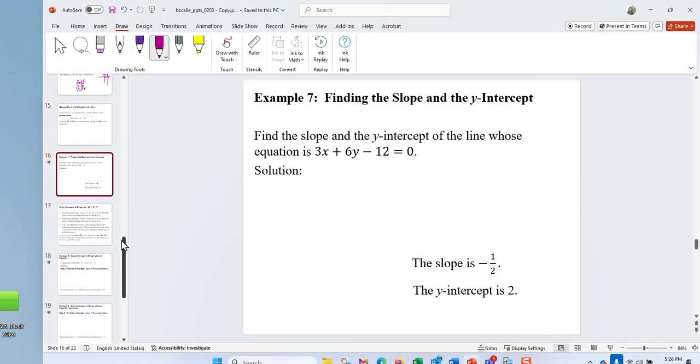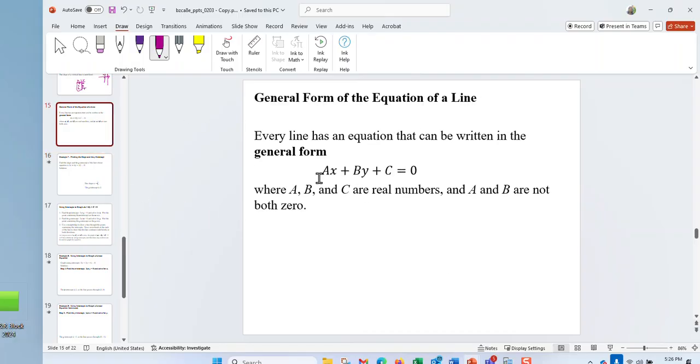Okay, so how do I find a slope? This is called a general form. So what is a general form? We have a slope intercept form, right? If you write down y equal to mx plus b, that's called the slope intercept form. And if you write down ax plus by plus c equal to 0, this is called the general form. This is still a linear function, or still a straight line.